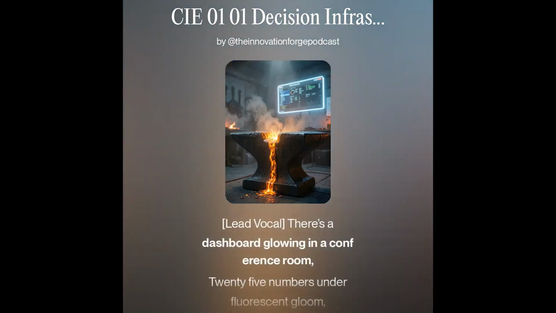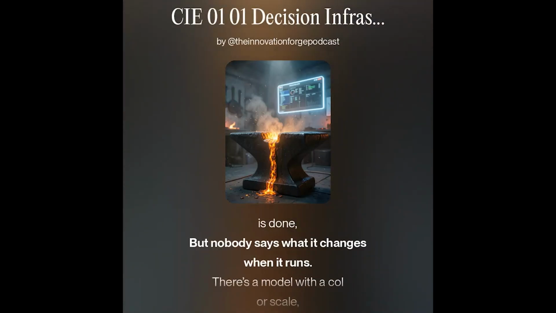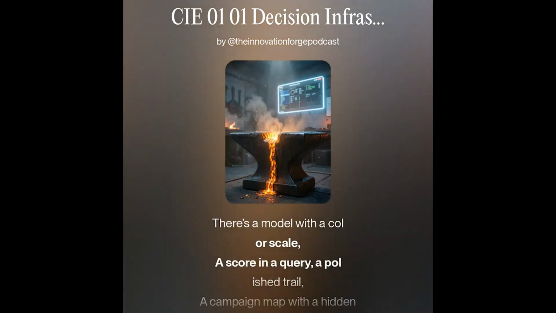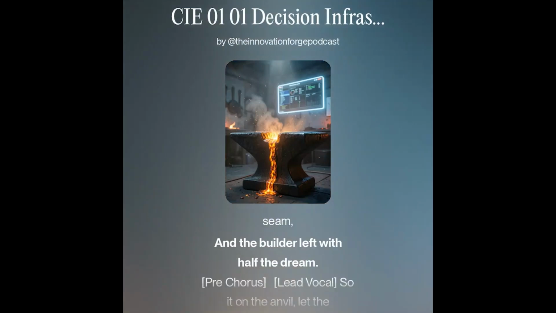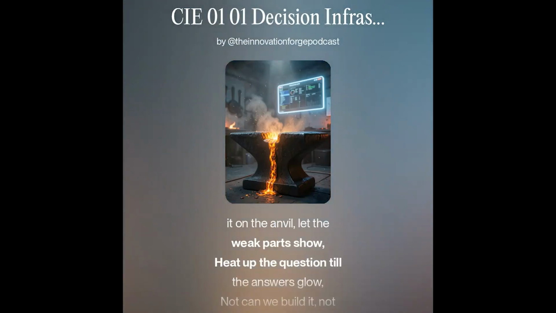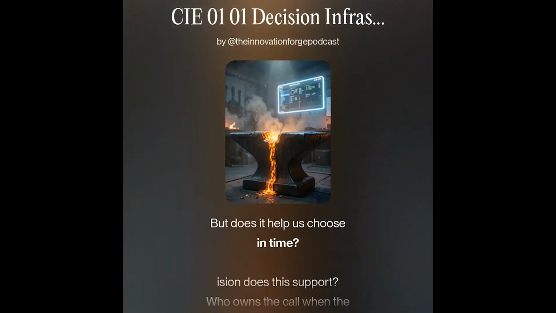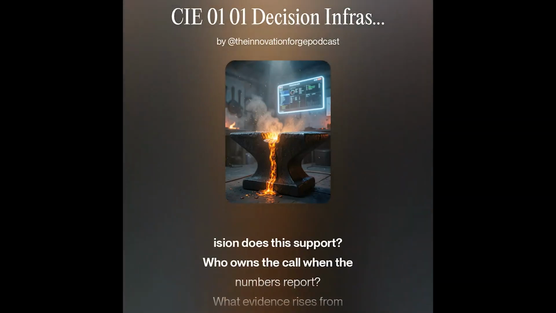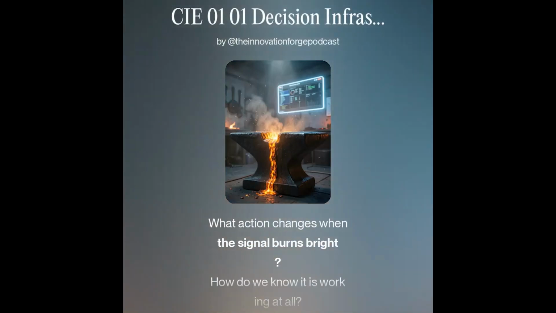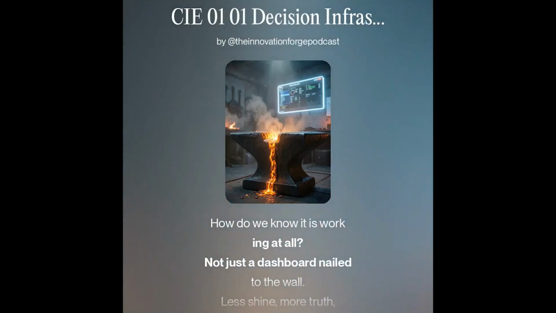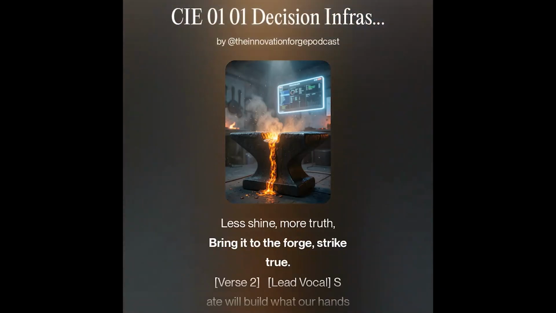There's a dashboard glowing in a conference room, 25 numbers under fluorescent gloom. Everybody nods like the work is done, but nobody says what it changes when it runs. There's a model with the color scale, a score in a query, a polished trail, a campaign map with a hidden seam, and the builder left with half the dream. So put it on the envelope, let the weak part show. Heat up the question till the answers glow. Not can we build it, not does it shine, but does it help us choose in time? What decision does this support? Who owns the call when the numbers report? What evidence rises from the fire tonight? What action changes when the signal burns bright? How do we know it's working at all? Not just a dashboard nailed to the wall. Let's shine more truth, bring it to the forge, strike true.